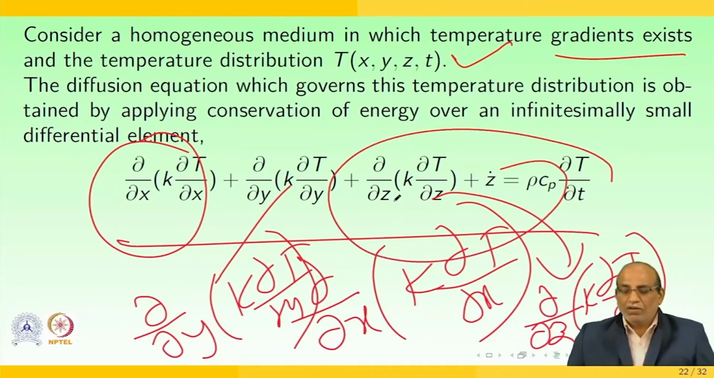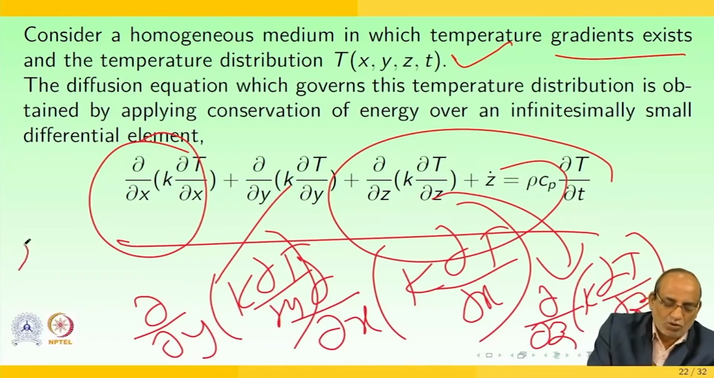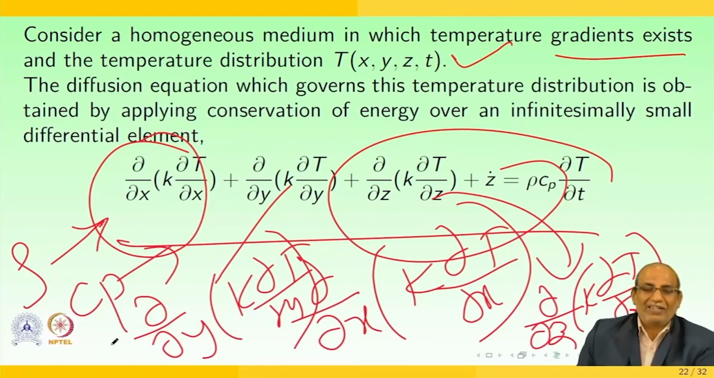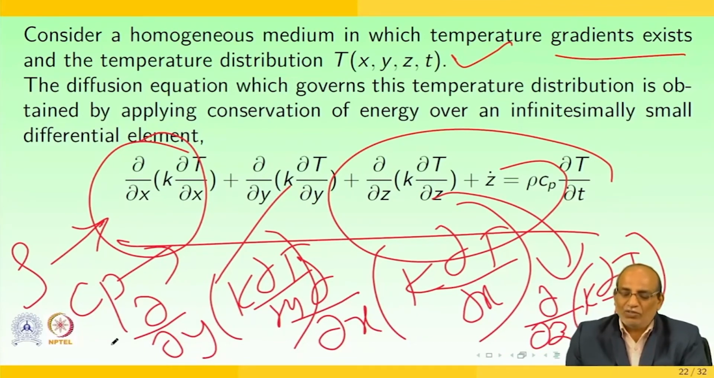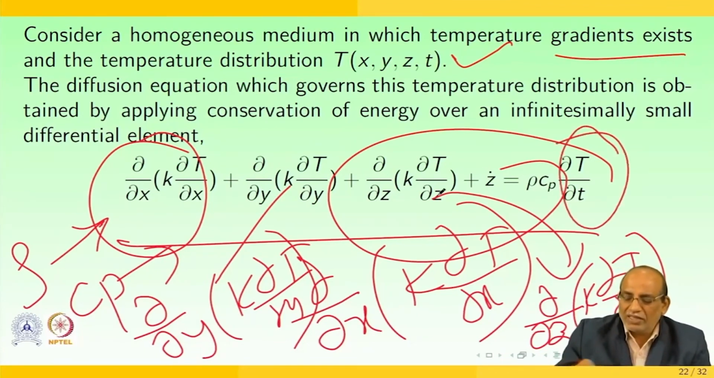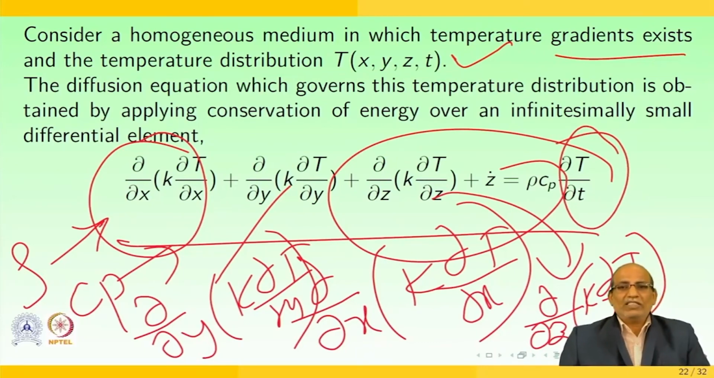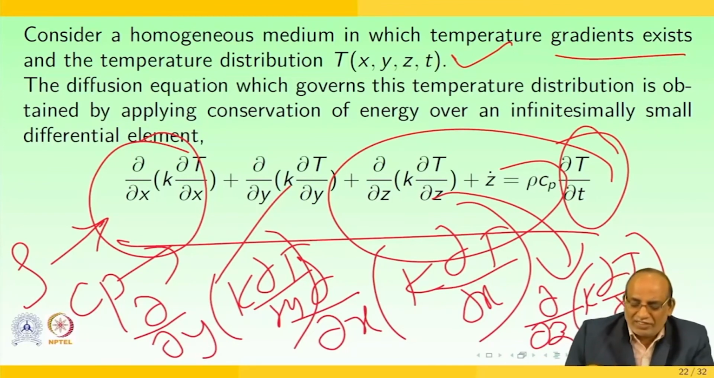Well, plus q dot is equal to rho Cp into dou T by dou t. So rho is the density and Cp is the specific heat at constant pressure, and dou T by dou t is the unsteady term, that is, the temperature distribution with respect to time, right? So this is the equation which governs the diffusion of energy. Suppose K is a constant, then what would happen?